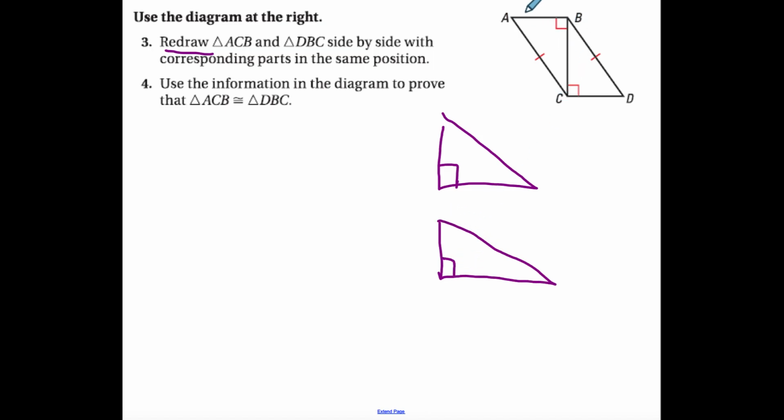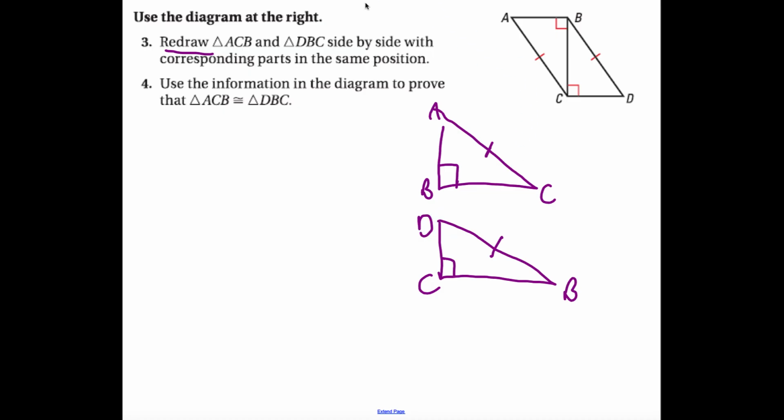Now this one right here, the A is up here, the B is the right angle, and the C is kind of along here, and notice that the AC is marked. And then for this guy, the C is the right angle, the B is along the long side, and the hypotenuse is marked, and the D is the short side up here. Okay, so that's what we have.